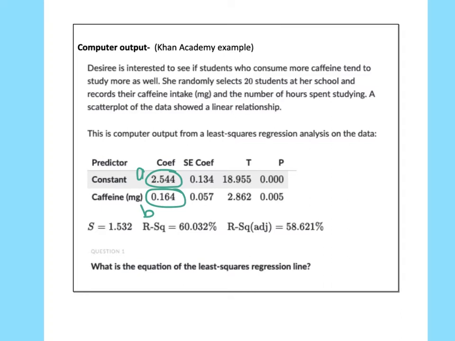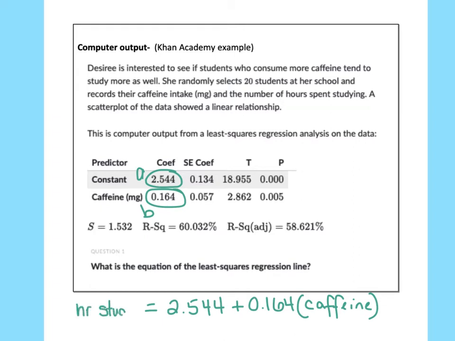So I'm going to write my regression model. I'll put 2.544 as my A, my y-intercept, plus 0.164 times, in context, caffeine. And that is equal to the predicted, well, I've got to go back to my word problem, the predicted hours studying. So I'm going to write HR. Maybe I should have put study time. And I put my hat over it. So the predicted hours studying is equal to that.